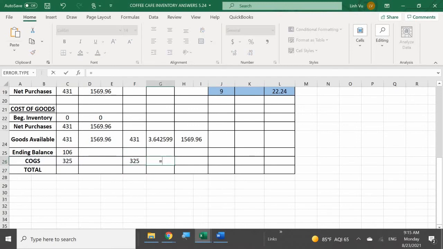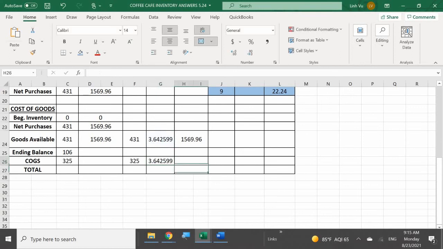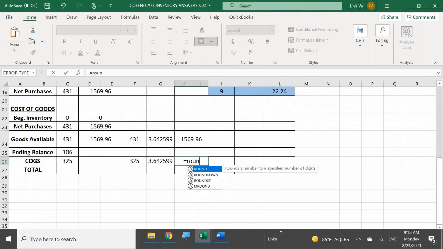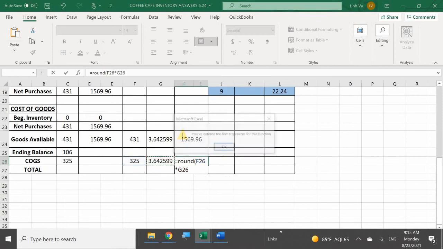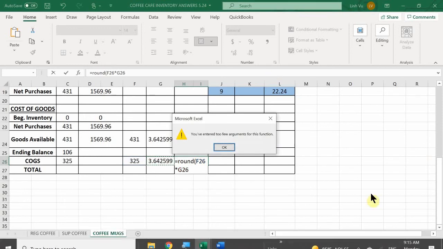at $3.642599, how much is my total cost of goods sold? I got 1183.844675.